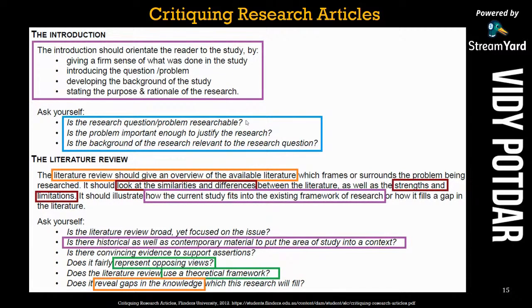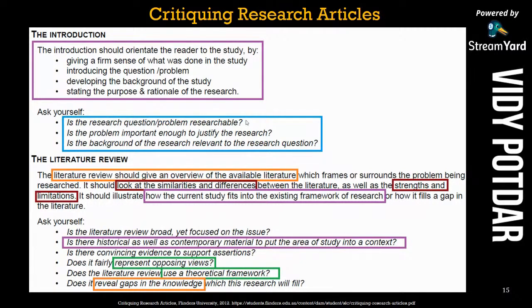Is the problem important enough to justify the research? Because undertaking research, like I said, is a costly exercise. There are a lot of people involved. There are a lot of resources that you need to apply to conduct research. So is that problem important enough to spend that time on doing that research?